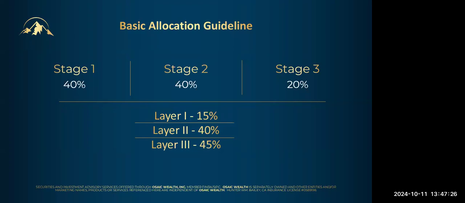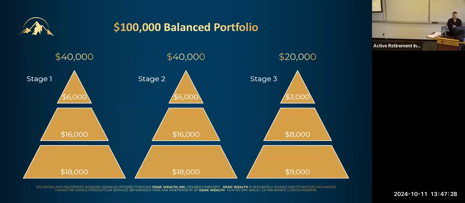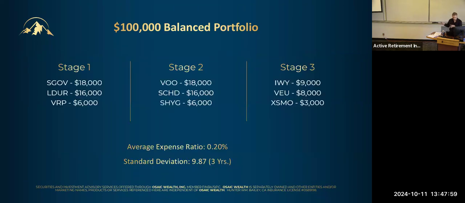So if we want to see that visually represented, we'll look at a graph like this, where with our $100,000 balanced portfolio, we'll see in our first two stages that are the same size, that bottom layer will be $18,000. So that's, remember, $18,000 in our S&P 500 fund, 18,000 in our SGOV fund, 16 in our dividend fund, 16 in our active low duration, and just kind of place those funds visually where they are going. And here we can take a look at what the balanced portfolio ends up looking like.